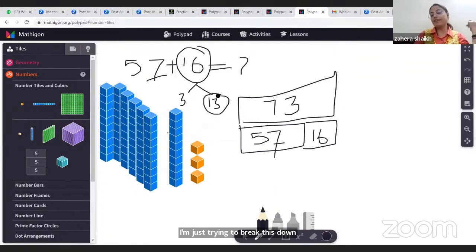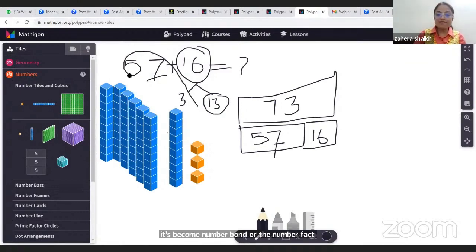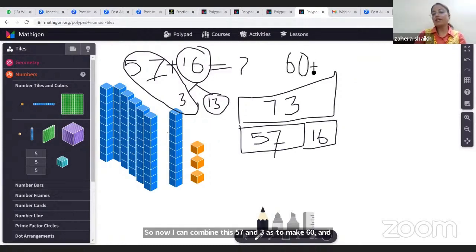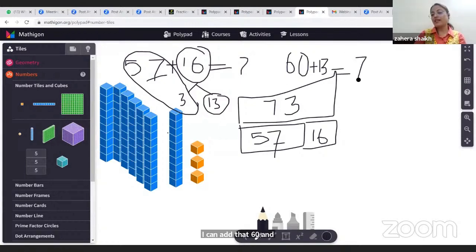already learned in my previous lesson, that if I can break a number into two different parts, it becomes a number bond or the number fact, addition fact. So now I can combine this 57 and 3 to make 60, and I'm left with 13, which makes it easier to add the number with tens, right? So easily I can add that 60 and 10, which makes 70, and this 3. So this is one of the strategies that I applied when I handled this concrete manipulative, right?